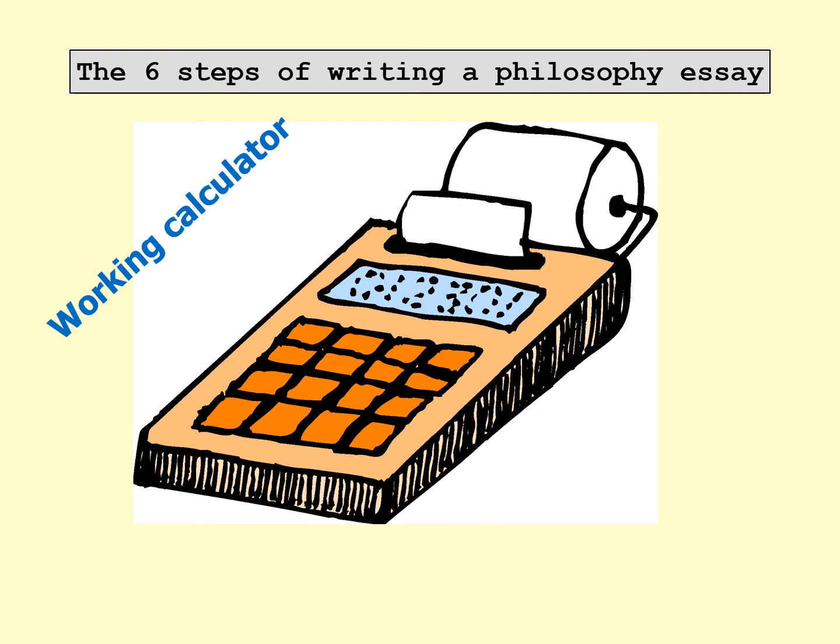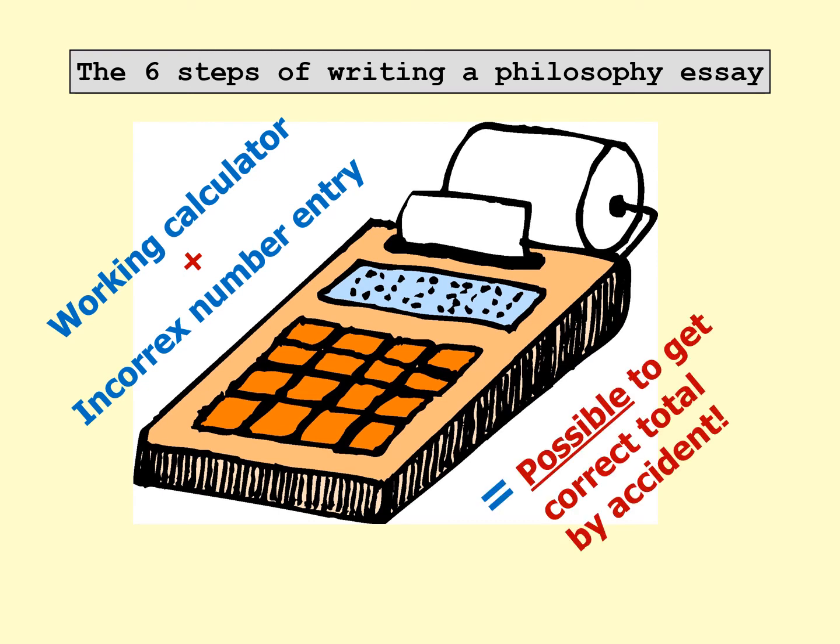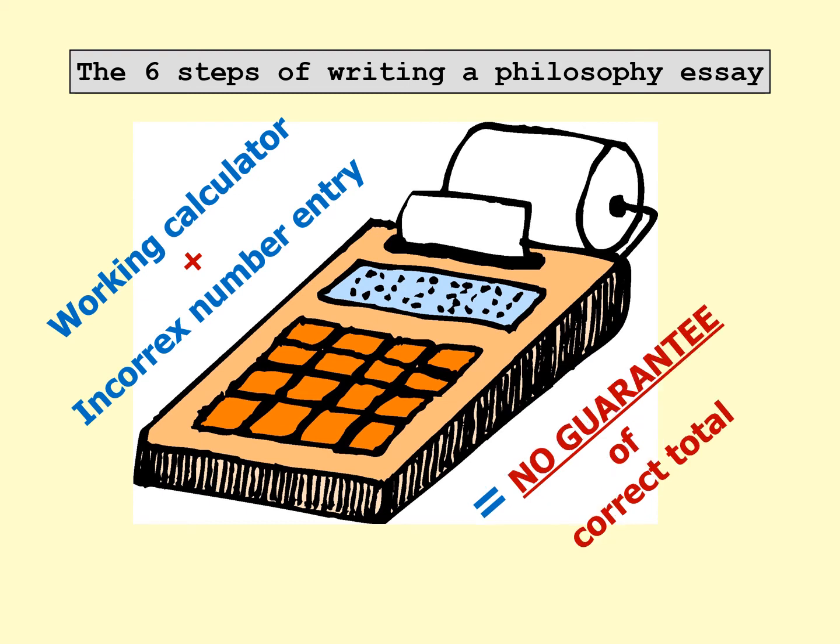Alternately, imagine that your calculator is working, but this time you made errors in entering the numbers. Again, you might accidentally get the correct result, say, if your incorrect entries kind of balance each other out. But again, there is no guarantee that you will get the correct total. For that reason, you would always use some method of double checking your entries.